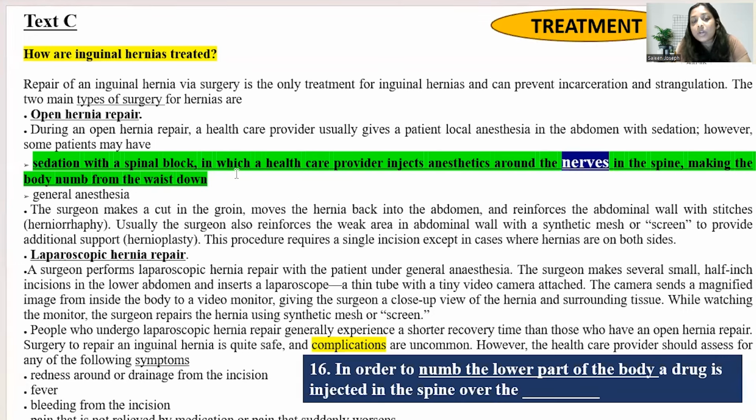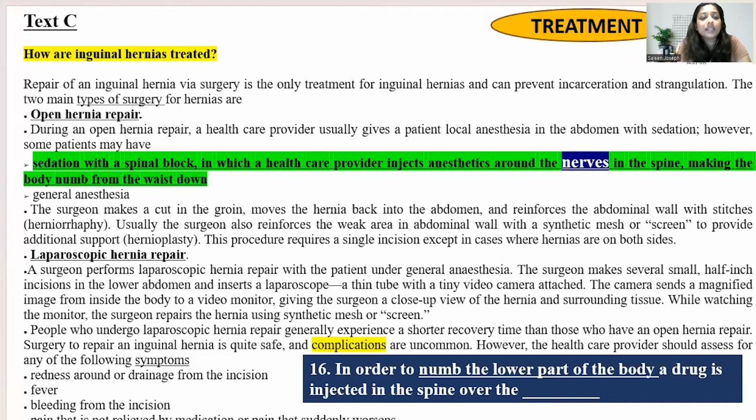Sedation with a spinal block, in which a health care provider injects anesthetics around the nerves in the spine, making the body numb from the waist down. So they asked injected in the spine over the dash. So around the nerves. So the answer is nerves.